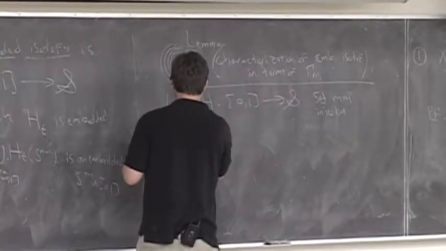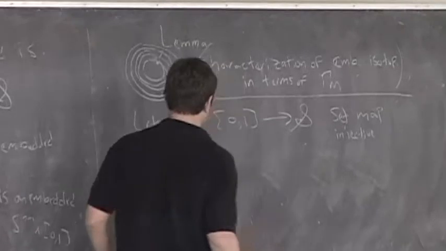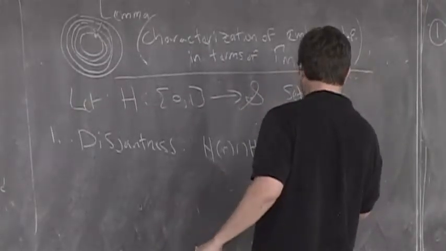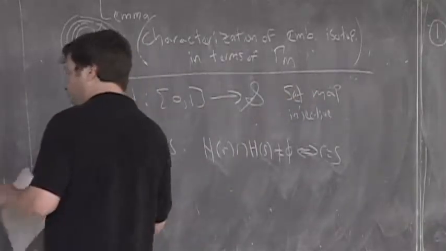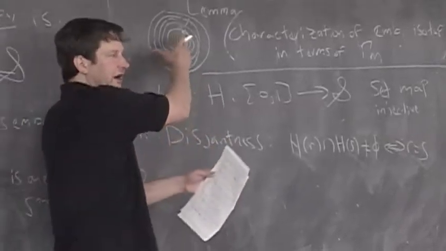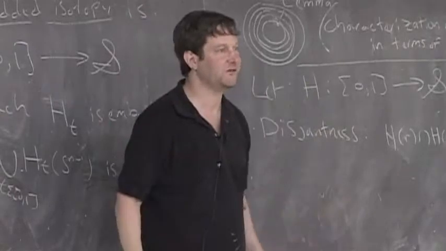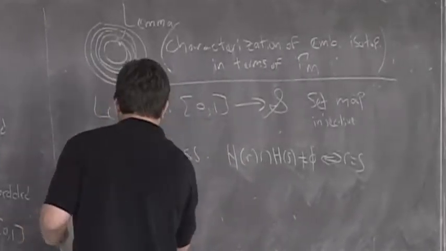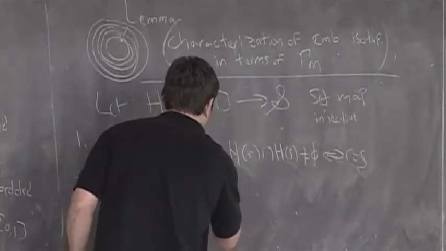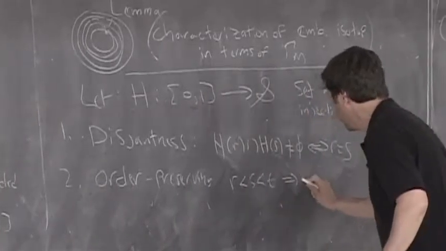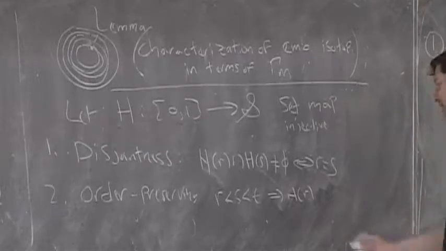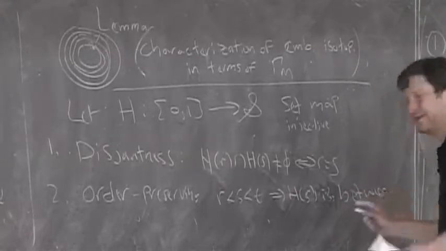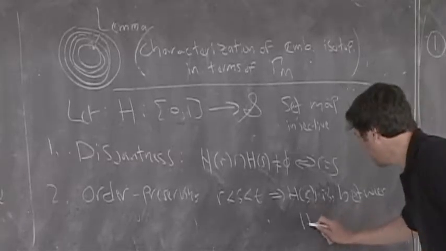So the four properties are disjointness. Of course you need your family to satisfy: H of R intersect H of S is non-empty if and only if R equals S. The second key property, so I'm trying to understand now, what is the property of a foliated annulus, as opposed to just any old union of spheres. That's what I'm trying to write down. Well, here's a one parameter family of spheres. Well, they better be disjoint. You better have order preserving. In other words, if you have R less than S less than T, then H of S is between H of R and H of T. You better preserve the betweenness. That's like a key property of an annulus.